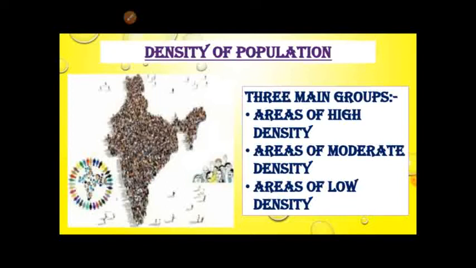Areas of low density, less than 10 people per square kilometer: Central Africa, Western Australia, Northern Russia, Canada, etc.